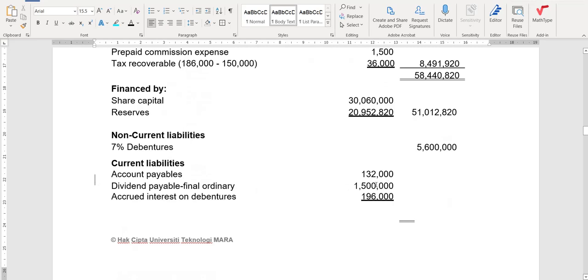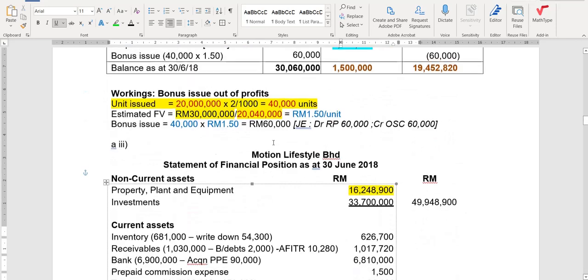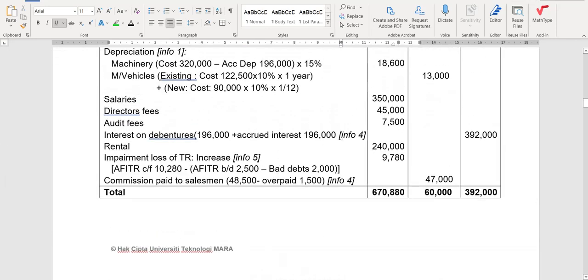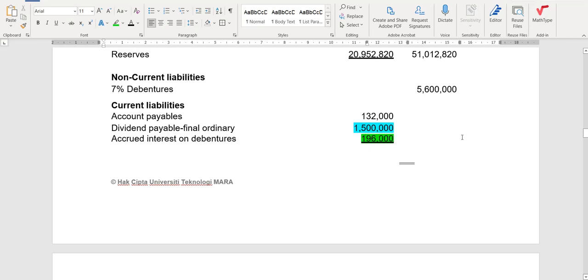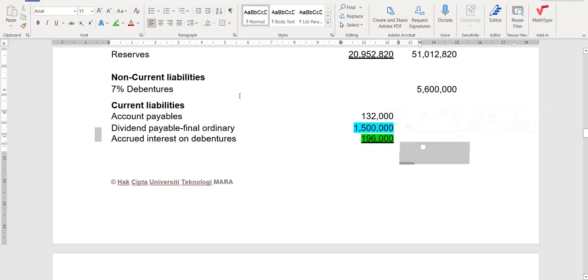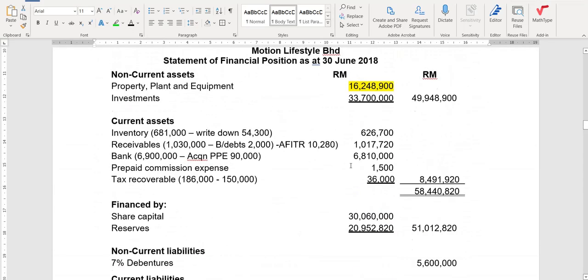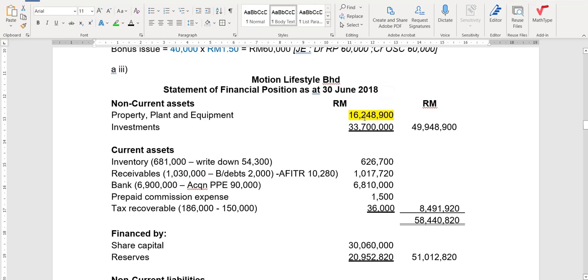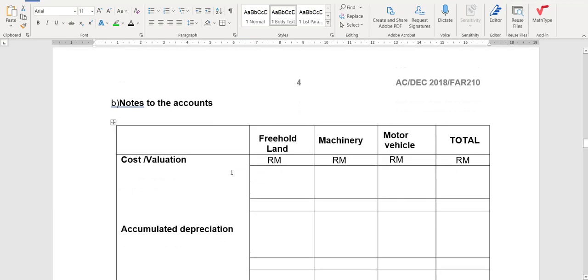For the debenture interest, that was the debenture interest that you have in the working section, which is your working section here. Let me show you this one. Yep, so that should be included here. Okay, done. So let's look at the PPE and see how we get the carrying amount or carrying value of 16,248,900. Let's see that. Start with the template first.